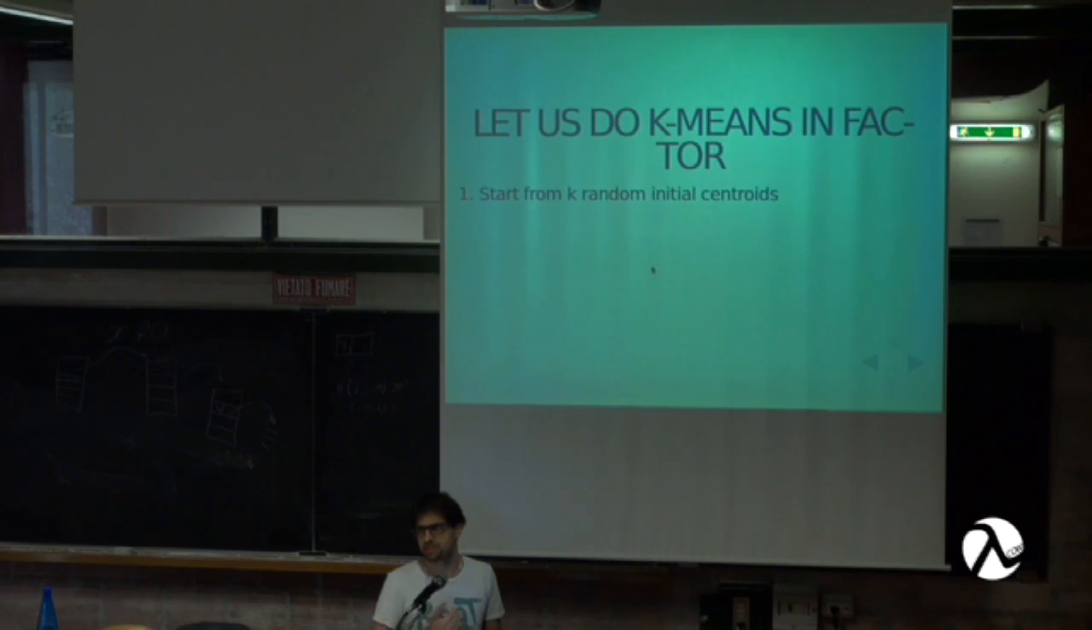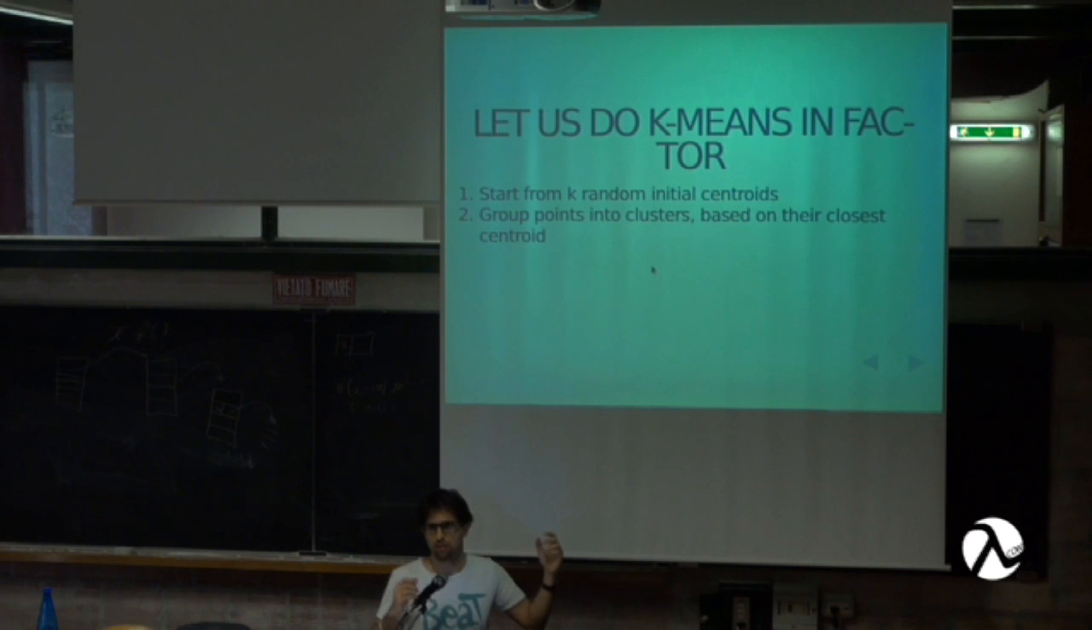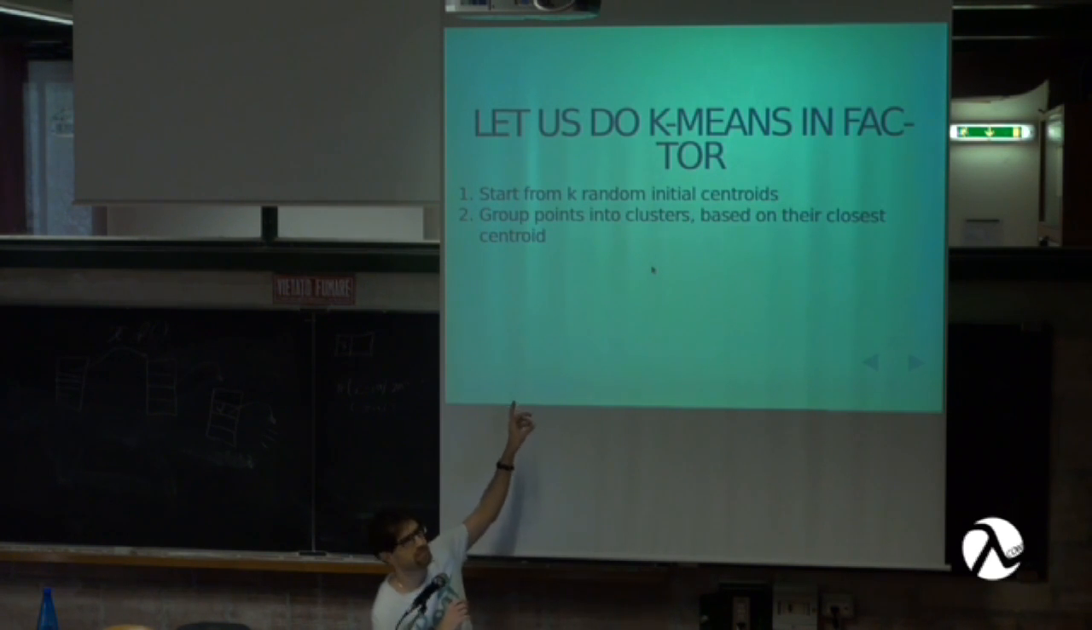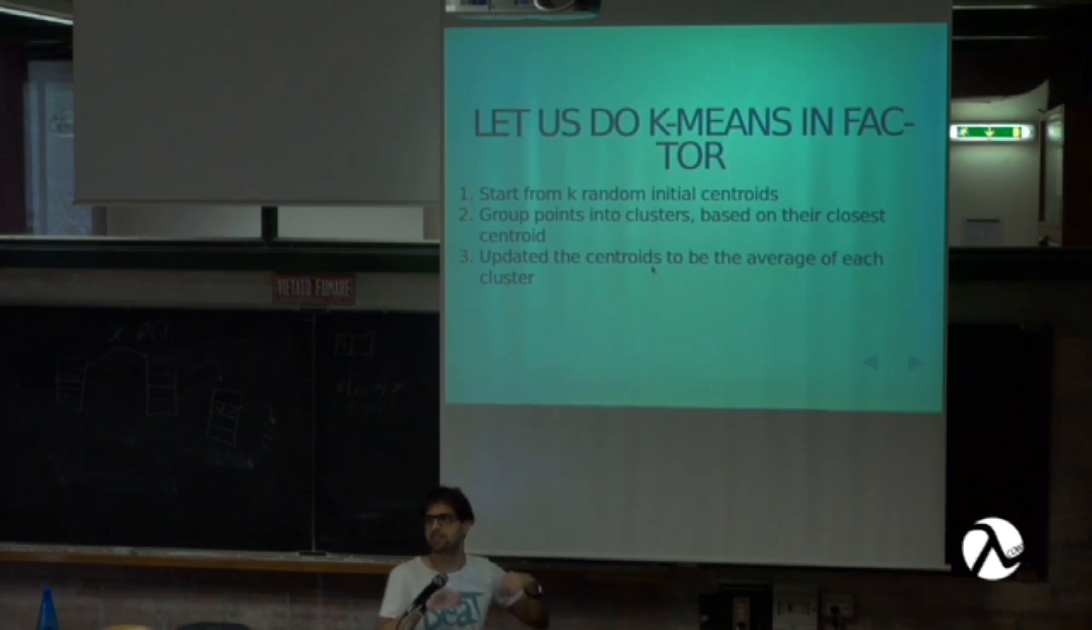The way we do this is very simple. We start by choosing k random points. For instance, they may be chosen from the actual points or chosen randomly. Then we group points into clusters based on which of those centroids is the closest one. When we've done that, we have some groups, some clusters of points, and we update the centroids. We take the average of each cluster to be the new centroid. And we repeat the operation until convergence.